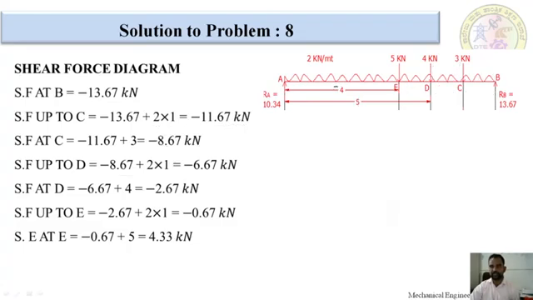Okay, this is 3, this is 4, this is 1, this is 1, this is 1. Next, up to D point we got minus 6.67. At the D point how much did we get? Negative 6.67 plus 4 is equal to minus 2.67 kilonewton. Okay, up to D point. Up to E point how much are we having? Up to D point we are having 2.67, and 2 into 1.